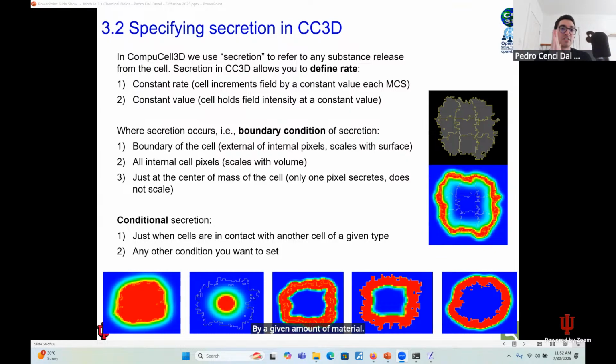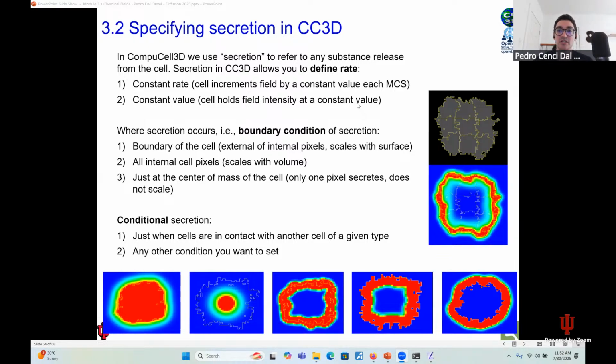If you set it to constant value, it's the same as the constant value in the boundary condition. The cell, instead of pumping material to the medium, will hold the field at a constant value. So imagine a cell that is secreting something, but when it's sensing that the field concentration is at the optimal value, it stops secreting. This is an appropriate situation to use constant value.